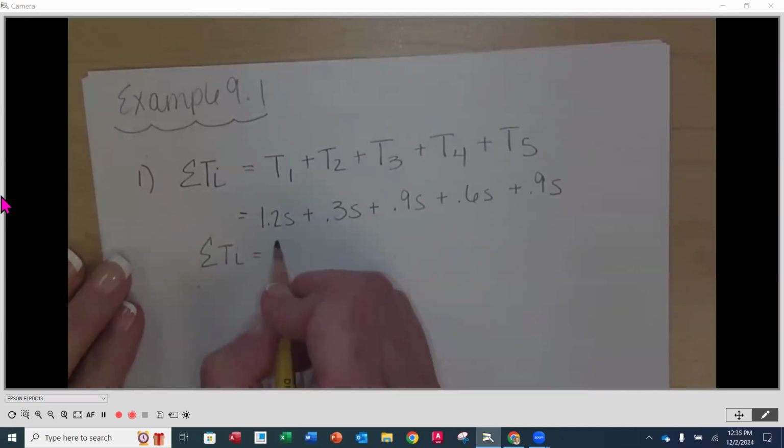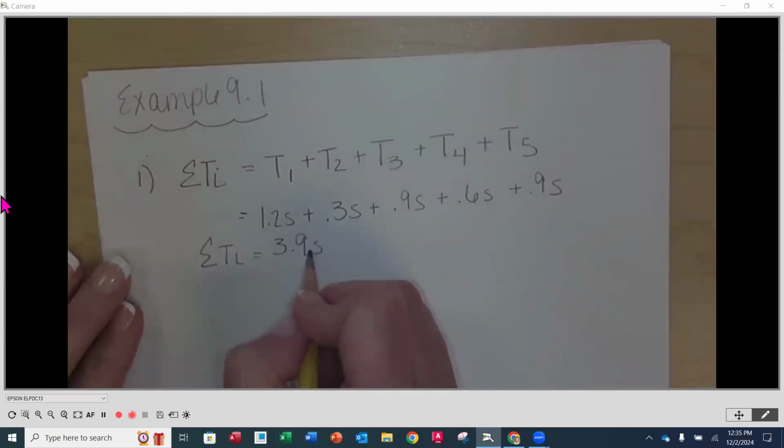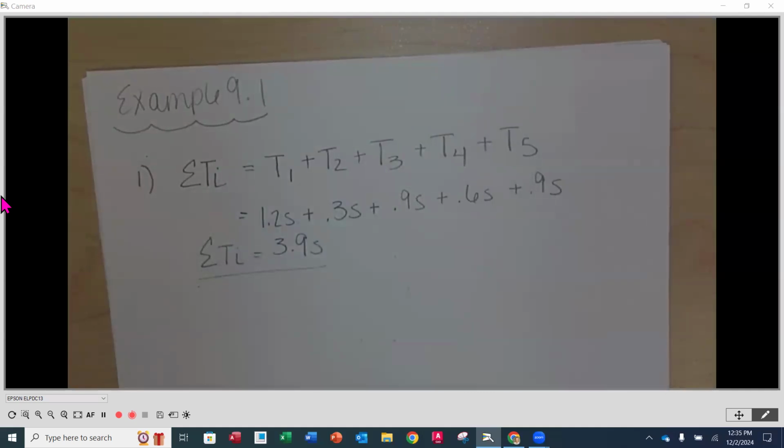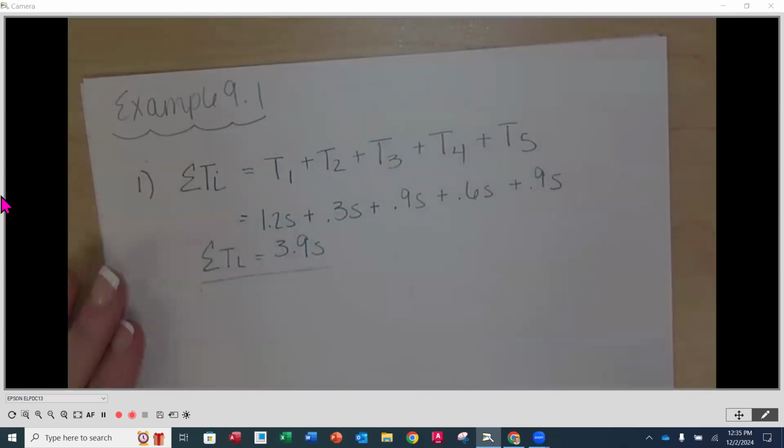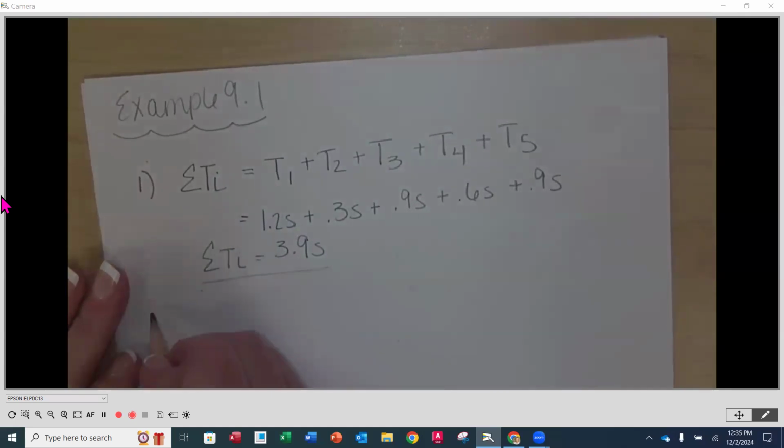3.9 seconds. And I think that agrees with what's there, right? So this is going to be one of our values that we're going to be using. It takes 3.9 seconds to go around 1 revolution to accomplish this task of 5 sequences of motion. Okay. Then step number 2, we want to determine what is the rotational speed of our cam.